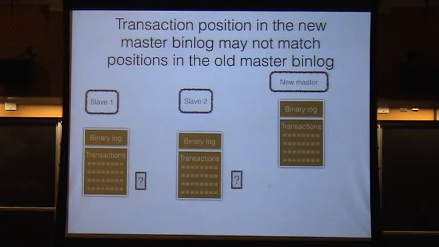So what you need here is a mechanism. You need a master global transaction ID that tells you where is the place where you have to synchronize these slaves to the new master. Is the concept clear?